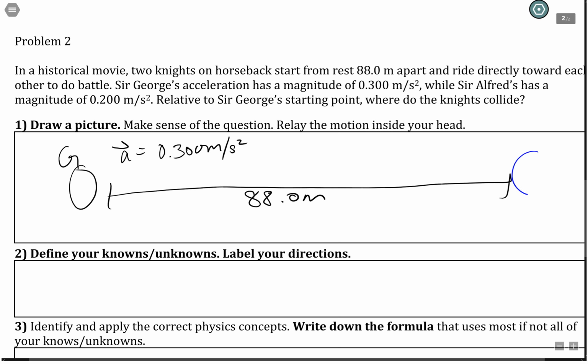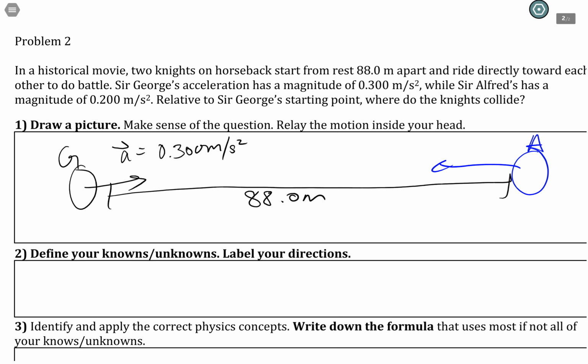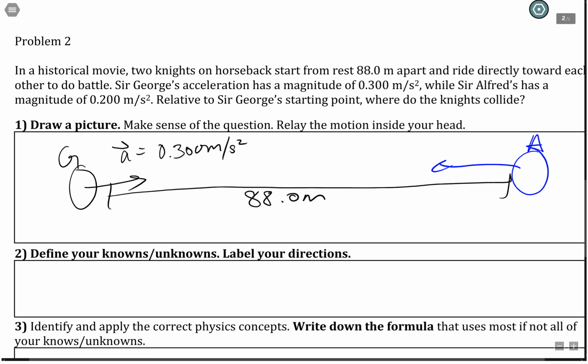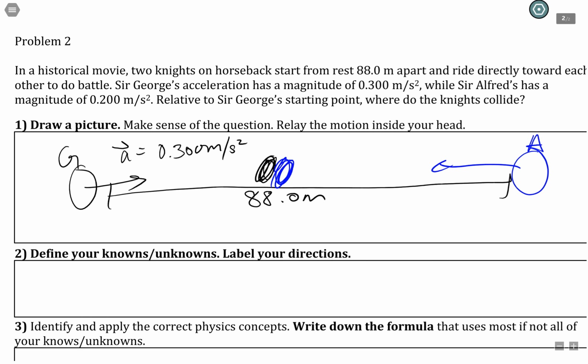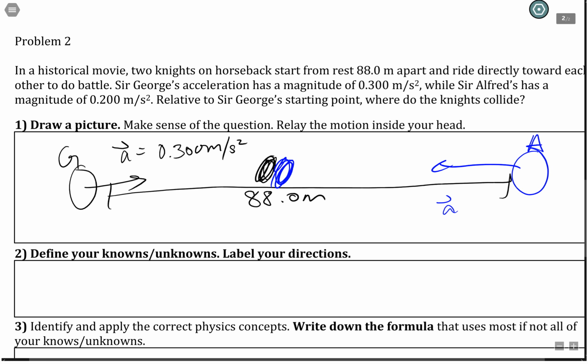Sir Alfred, he's going to start on this side, and he's going to charge in this direction, opposite to that of George. They're going to collide somewhere in the middle. So let's say that these 2 collide somewhere here. That's where they collide. Sir Alfred has an acceleration of magnitude, so I'm going to label this one A and this one G, with the right color. This one is 0.2 meters per second squared.